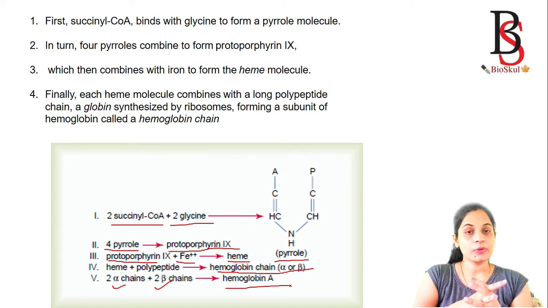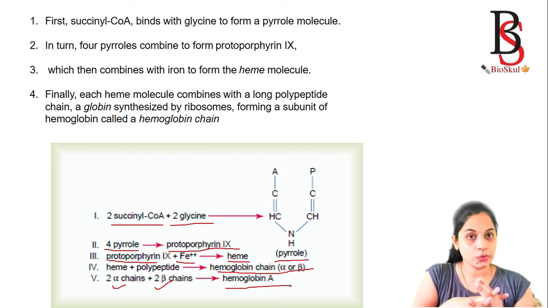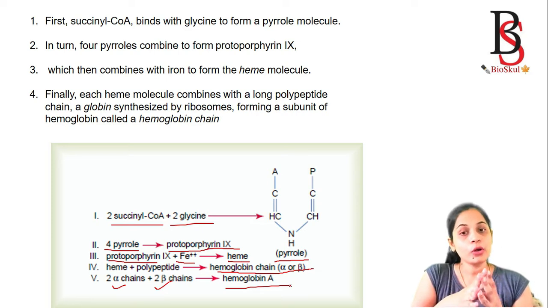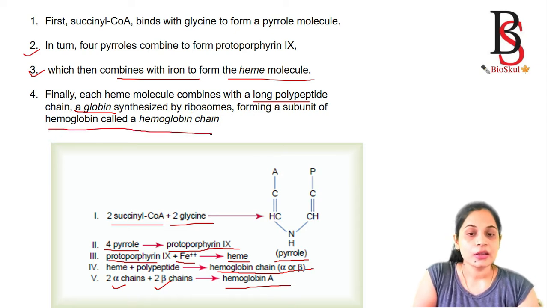So how is hemoglobin synthesized? First, 2 succinyl coenzyme A combines with 2 glycine to form the pyrrole ring. Then in turn, the 4 pyrroles combine to form protoporphyrin IX. The protoporphyrin IX then combines with iron to form the heme molecule. Then finally, the heme molecule combines with the long polypeptide chain, that is the globin, which is synthesized by the ribosome, forming a subunit of hemoglobin.